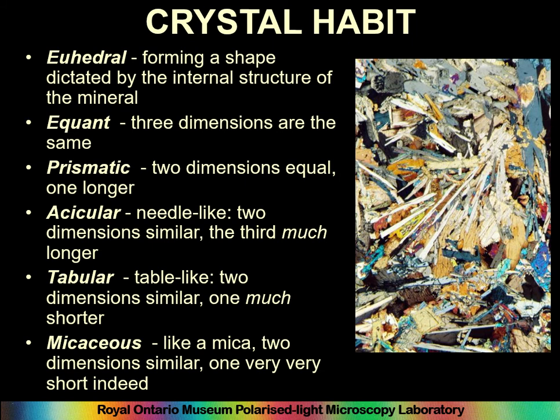Micaceous means it's like a mica, which is a type of mineral you'll get to know better. Biotite and muscovite are the common micas, and they grow crystals which aren't actually micaceous. They're like blocky crystals, but they have this thing called cleavage. More on cleavage later. They break very easily into very thin sheets, so they'll have two dimensions which are similar and one which is very, very short indeed.